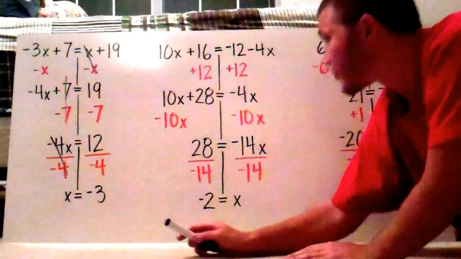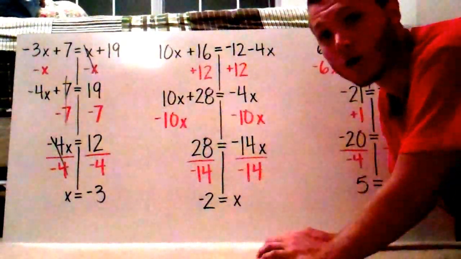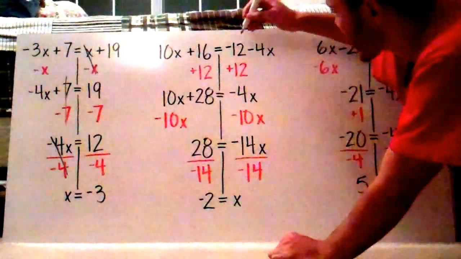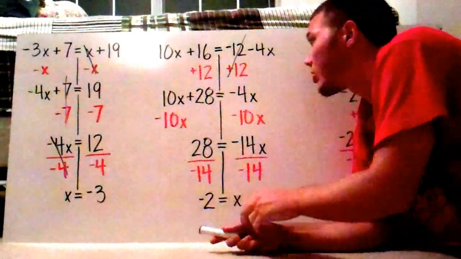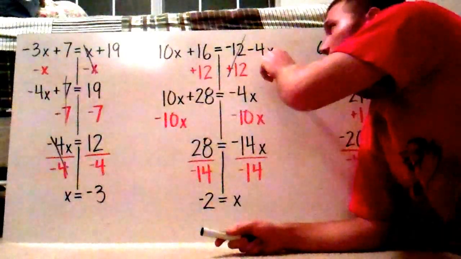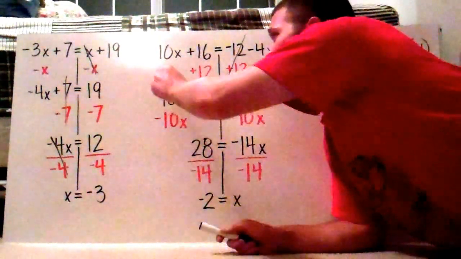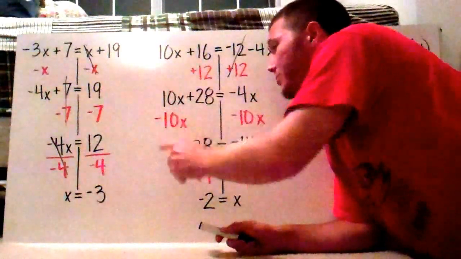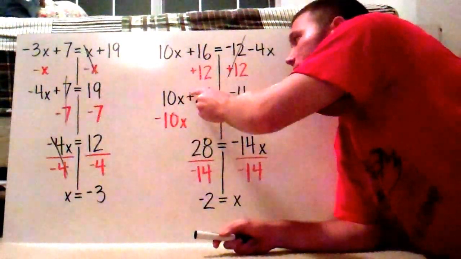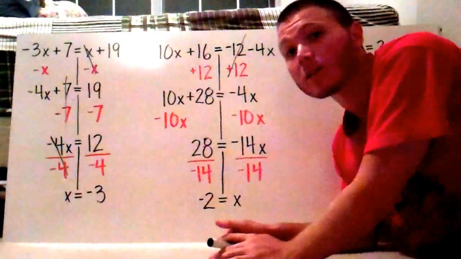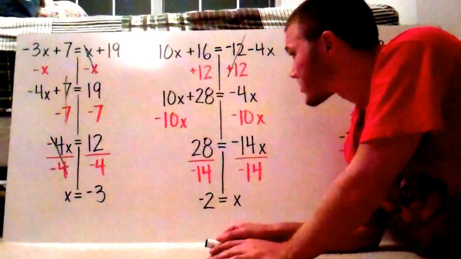Okay? So, I just went with plus 12 to cancel out the negative 12. So, these are going to cancel out. And then all I'm left with on this side is negative 4x, so negative 4x over here. And then the 10x is going to drop down, because I didn't do anything to it, and the plus 16 and the plus 12 are going to combine to form plus 28. Now my equation is 10x plus 28 equals negative 4x.